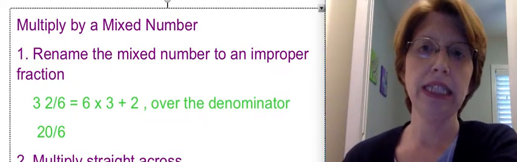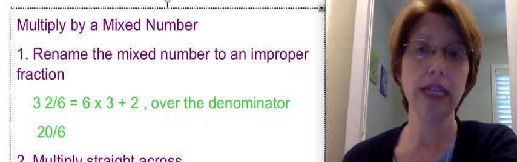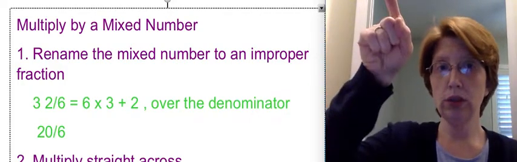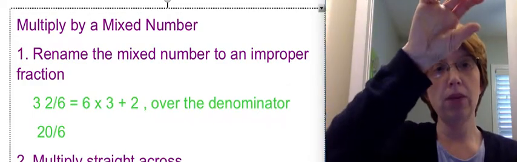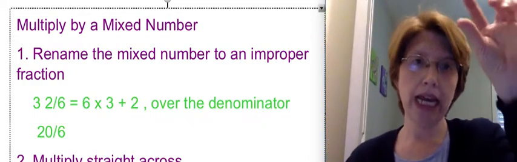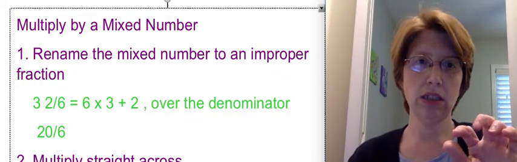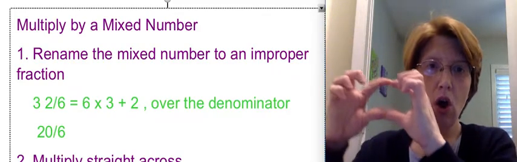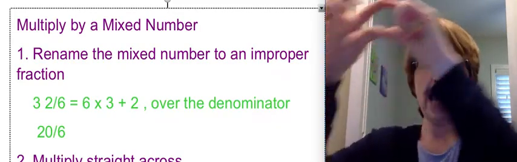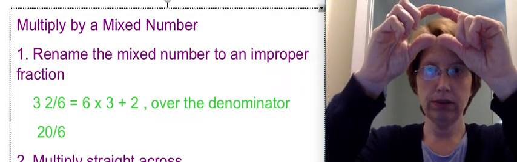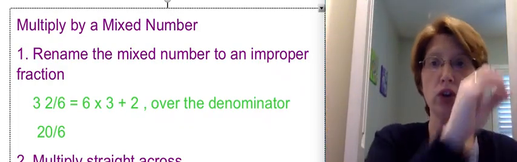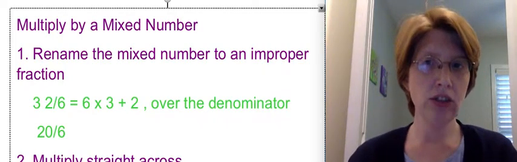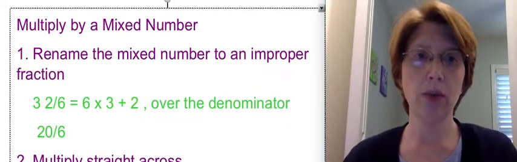So for this one, if it's 3 and 2 sixths, then we're going to take 6 times 3 plus 2, and then we're going to put it over the denominator. So that would give us 20 over 6. Okay, let me say it again. Take the denominator, multiply it times the whole number, add the numerator, and then put it over the denominator. You keep the same denominator. And that's how you change the mixed number into an improper fraction.